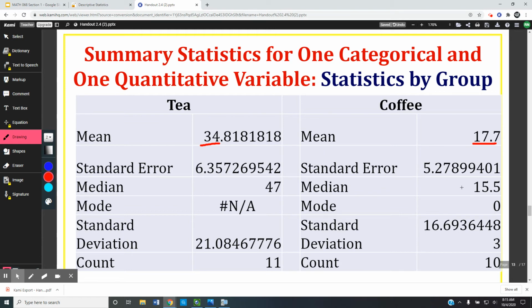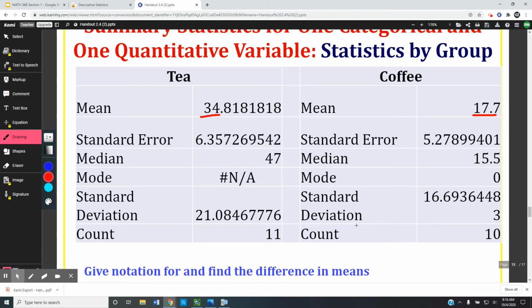The median was 47 for tea, whereas the median was 15 for coffee. Now, what I would have you also notice is that with 47 and 34 and 15 and 17, the mean was closer to the median for the coffee, so the data would not have been as skewed, but the data was more in a skew direction here, and it also had a larger standard deviation. The standard deviation was 21, the standard deviation was 16, and the counts were very equal.